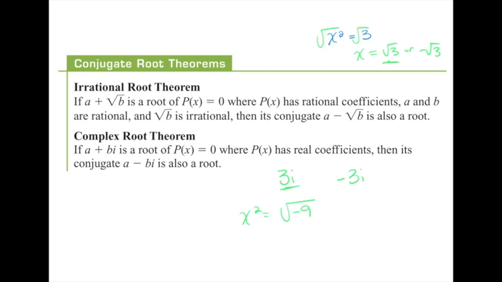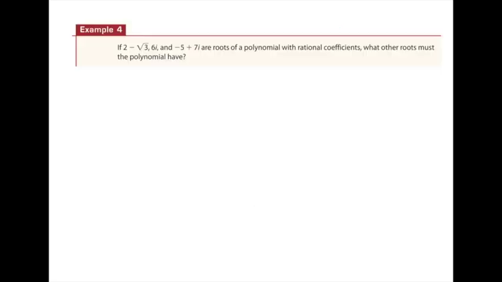And so sometimes they'll give you something like this. 2 minus the square root of 3, 6i, and -5 plus 7i are roots of a polynomial. What other roots must they have? Well, if we have this, then we have to have the conjugate. What's the conjugate? Just change the inside sign. So I have 2 minus the square root of 3, then I must have 2 plus the square root of 3 as a root. All right, so that's one of the answers.